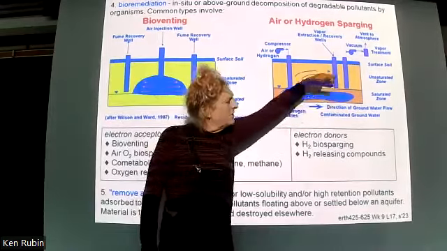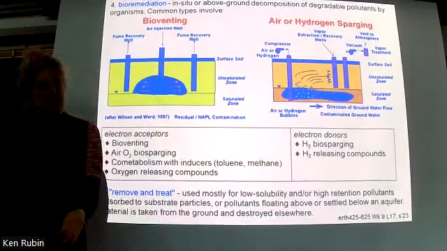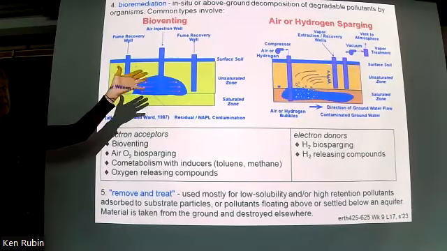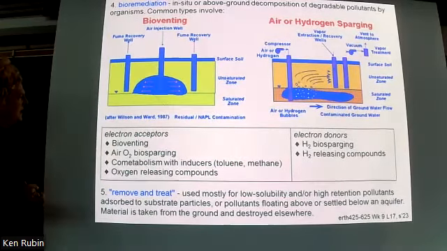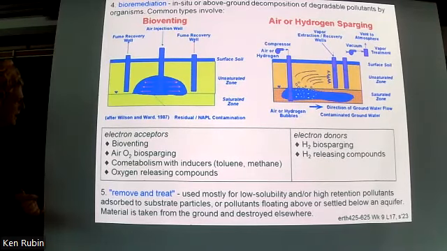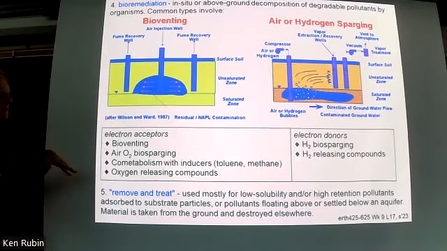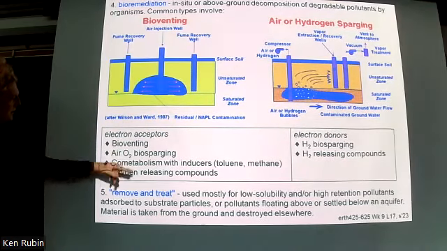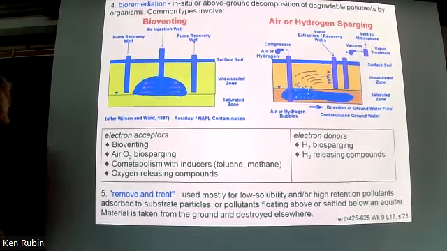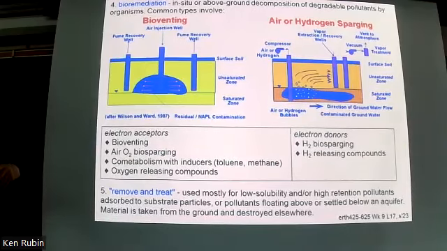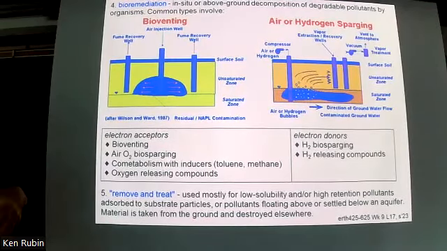But again, you're generally extracting chemicals back out from the subsurface, especially if you're injecting gas. You want to overpressurize the system. And so, these are all different kinds of methods, and there are variations on these themes. And if none of these work, then you have to go to this kind of remove and treat, where you pump stuff out and treat it on the surface or somewhere else.